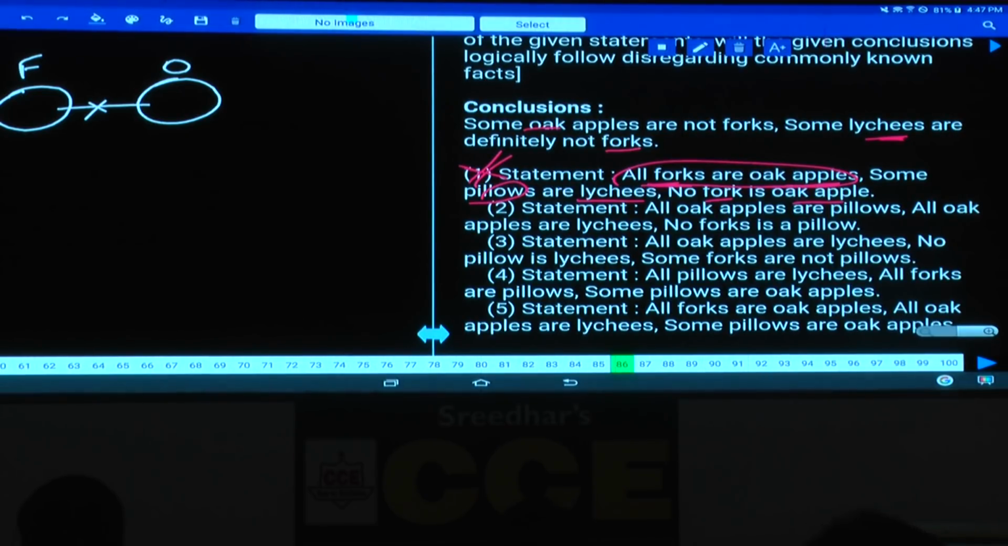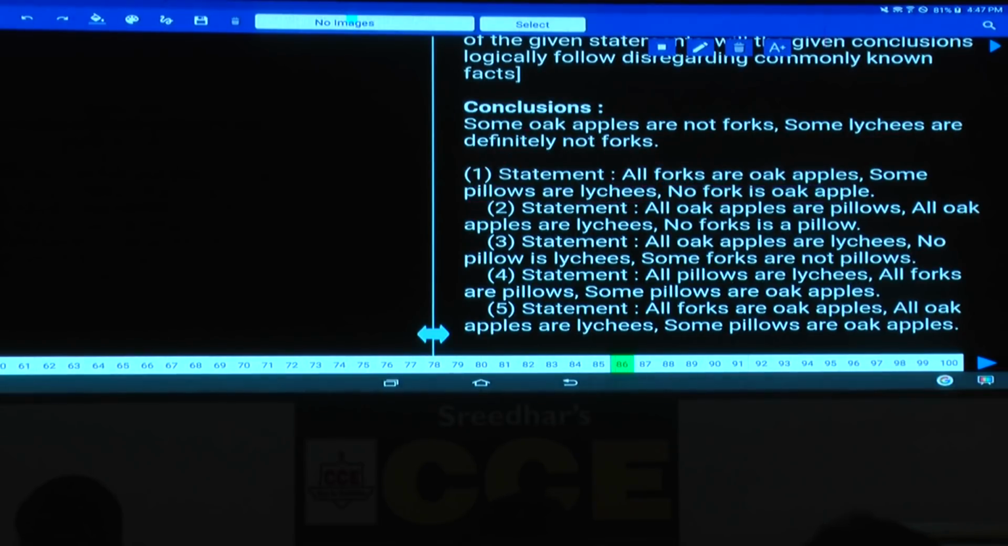Okay? Because these two are what? These two are contradictory statements. We cannot have two contradictory statements. This is separate and that is separate. We cannot combine this one at all.